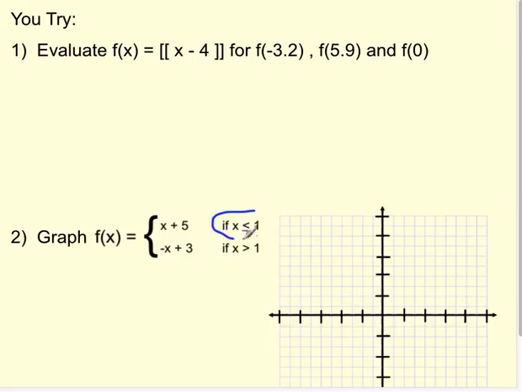So graph the line x equals 5 for the domain x is less than or equal to 1. And then you're going to graph the line -x plus 3 when x is greater than 1. So look at the domain, graph those 2 lines for your piecewise function.